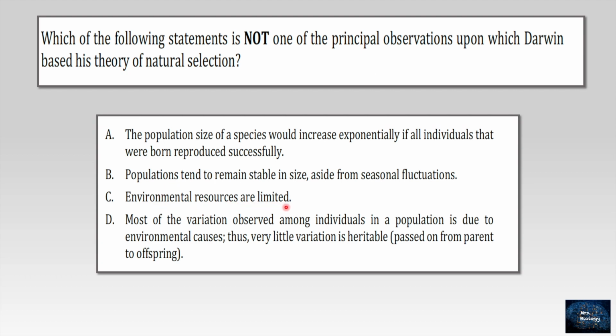C, environmental resources are limited, 100% right. There's nothing called unlimited. Okay, so still A, B, and C are under natural selection. Let's move to D. Most of the variation observed among individuals in a population is due to environmental causes. Thus, very little variation is heritable. How come? How will they pass it? They should pass it from one generation to another. So I think, and you should believe, that choice D is the wrong choice. That means it's not one of the principal observations of Darwin's theory of natural selection. So the right answer is D.